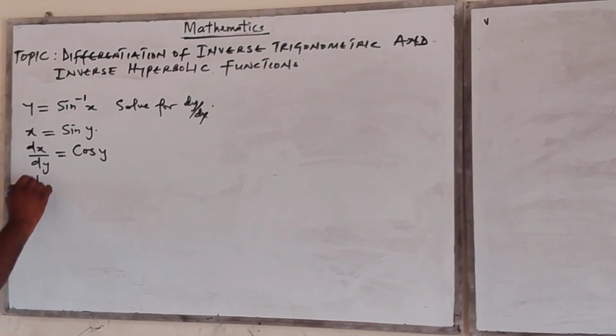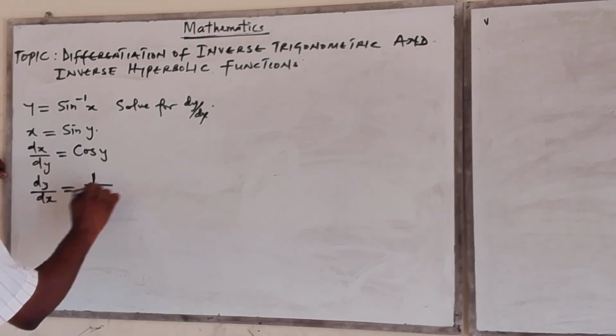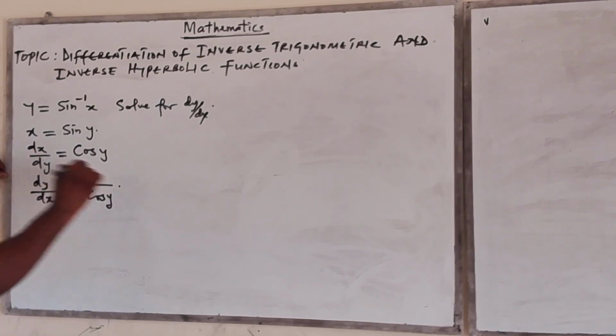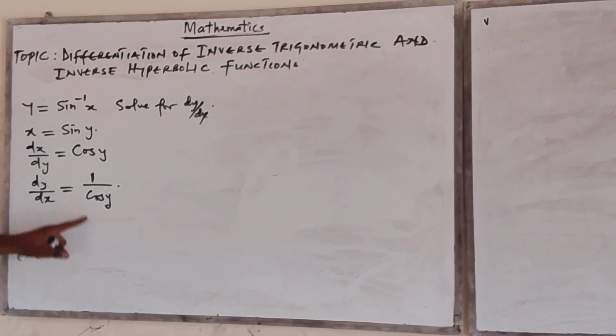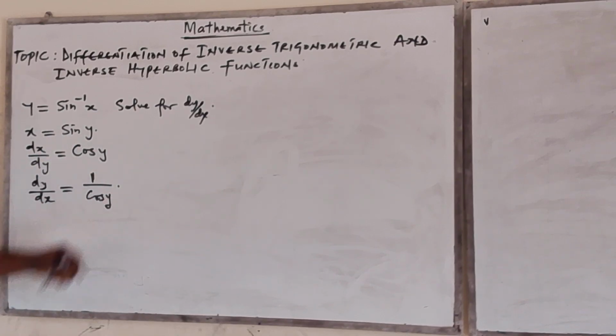So it means that dy/dx will be equal to 1 all over cos y. Now, the reciprocal: dx/dy is cos y, so dy/dx now will give us 1 all over cos y.